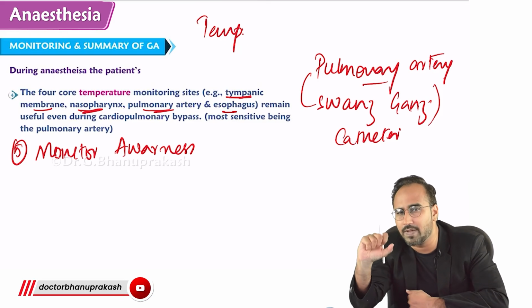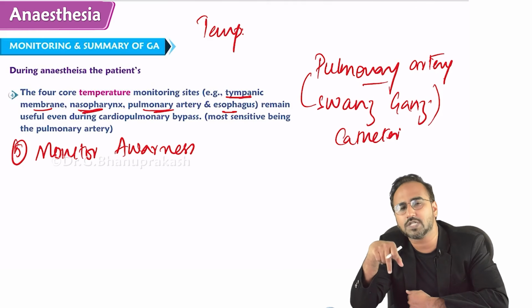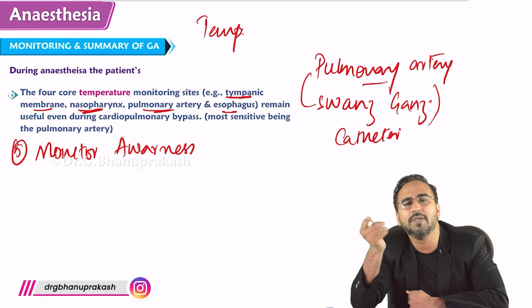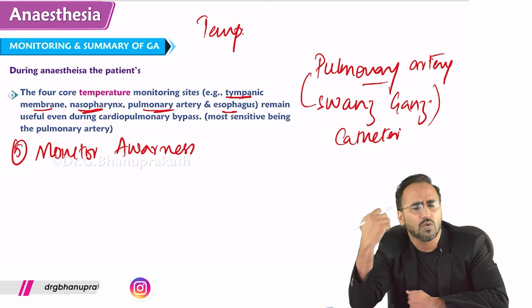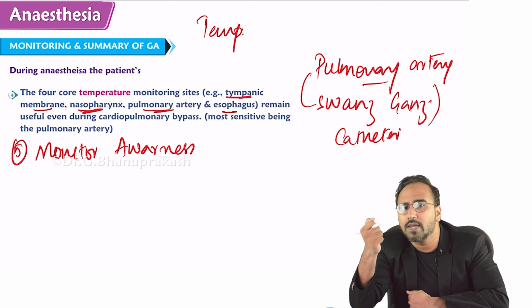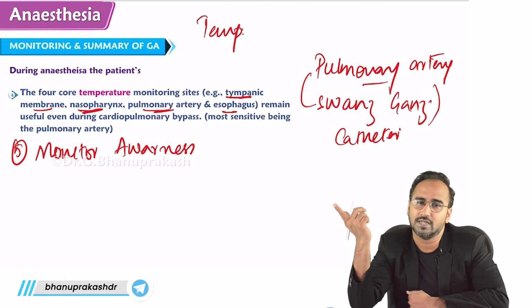Inhalational agents are stored in the vaporizer. Sometimes there is no gas in the vaporizer and you have just turned on the vaporizer. If you just turn on the vaporizer with no gas, what will happen? The patient will be aware, but he is not able to open his eyes. Why is he not able to move? Because you have given a long-acting muscle relaxant, but still he is aware, right?